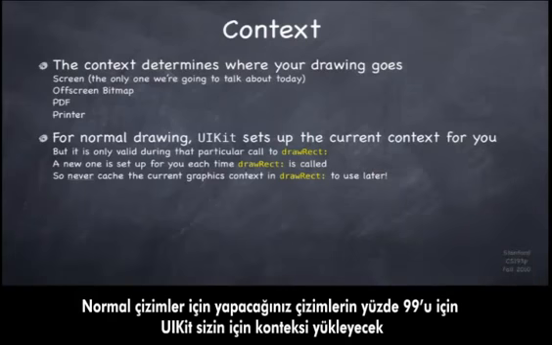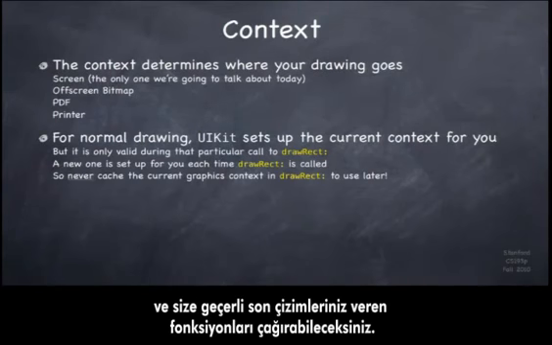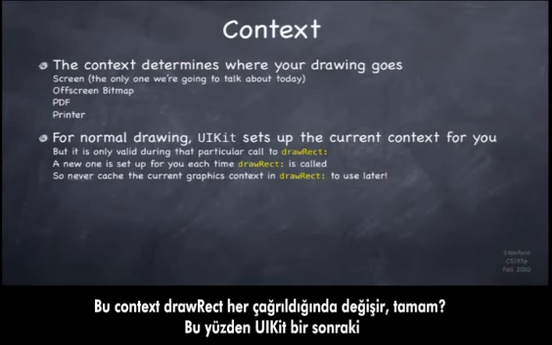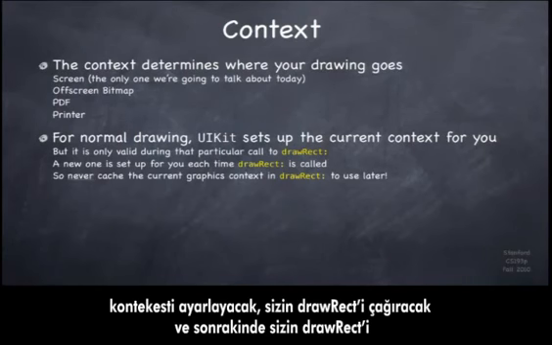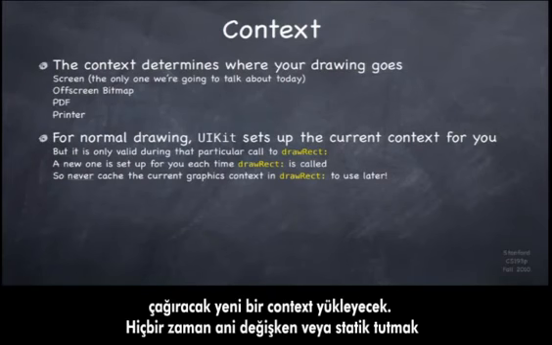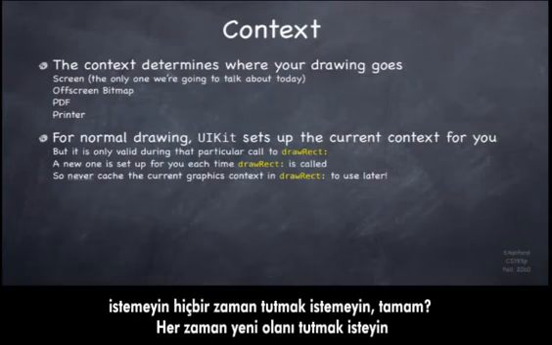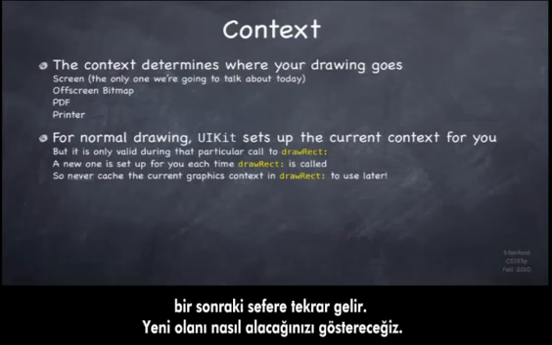For normal drawing, 99% of all the drawing you're going to do, the UIKit sets up this context for you. Okay, and it's set to be your current drawing context. And then you're able to call a function that gives you your current drawing context. This context changes each time drawRect is called. Okay, so the UIKit will set up a new context, call your drawRect, and then the next time it's going to call your drawRect, it'll set up a new context. So you never want to cache that context. You never want to hold it in an instance variable or static. You never want to keep it. All right? You always want to use the new one next time it comes around. We'll show you how to get the new one.